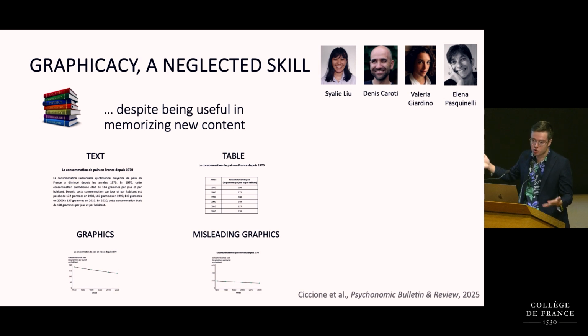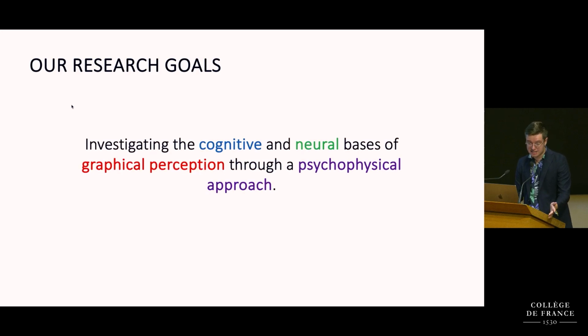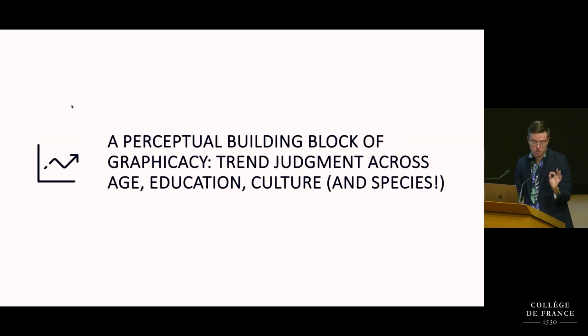So the text people should be the one remembering more, but in fact this is not the case. People who read graphics are way better compared to people in other conditions. So given all this, our research goal has been to investigate both the cognitive and neural basis of graphical perception using a psychophysical approach, so applying the same kind of approach that has been successfully applied to reading and numeracy to graphical perception. So at the beginning, we wanted to study the perceptual level.